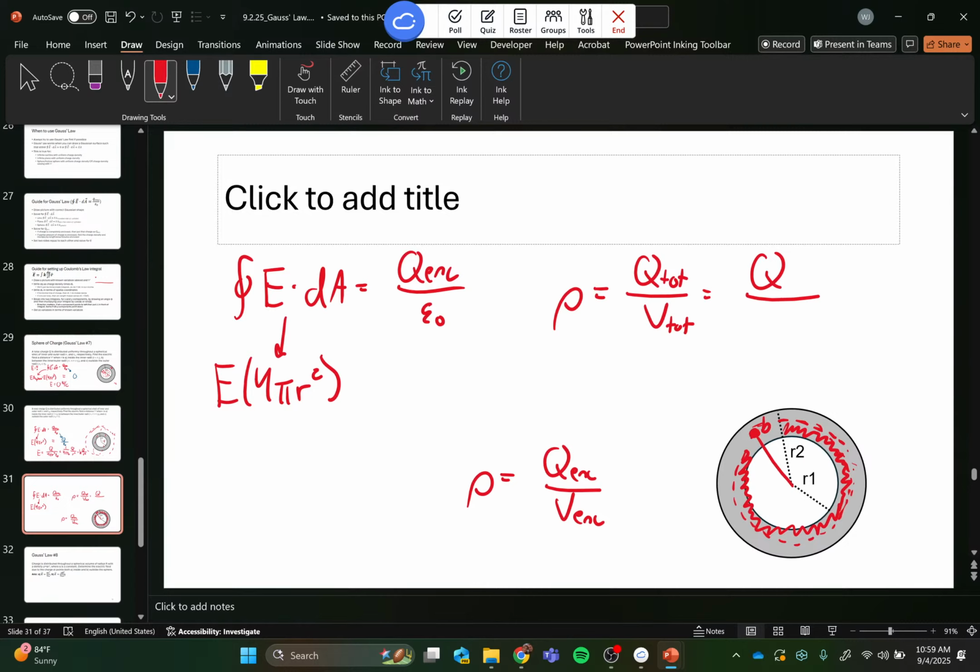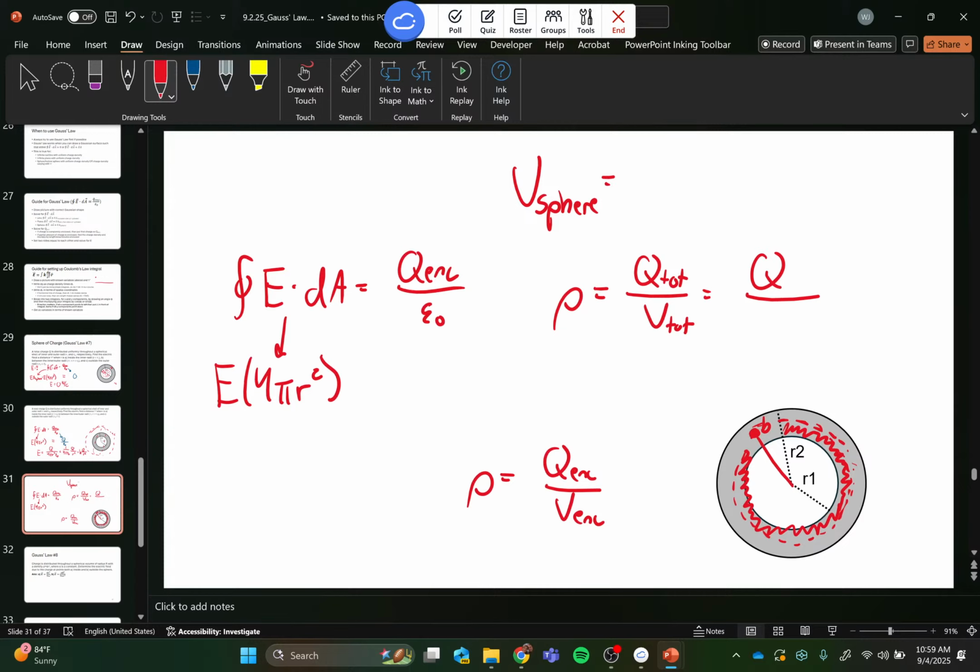The volume total. Here's how to do this. The volume of a sphere is 4/3 pi r cubed. Why is the volume of a sphere 4/3 pi r cubed? You're going to learn in Calc 3 when you do a triple integral over a sphere. If you haven't done it yet, you'll do it at some point and you'll derive the expression for it. Yeah, it's good for you.